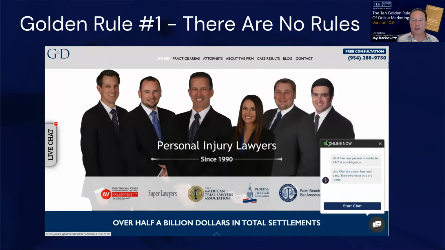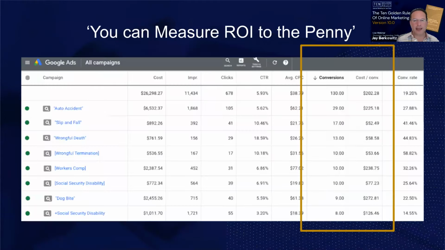We put the chat box in place so we can track chat, and we know exactly how many people who came to a website or a landing page, filled out a form, did a phone call, or did a chat. And then we can track that super precisely. And we know to the penny which Google campaigns got how many conversions. And the most important thing is, what is the cost of conversion?